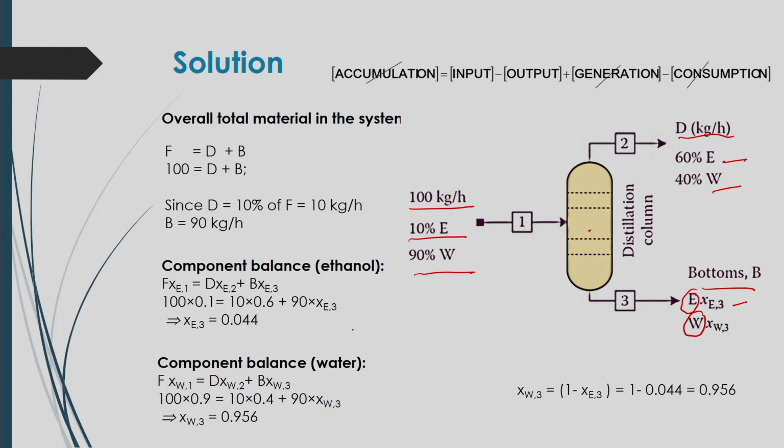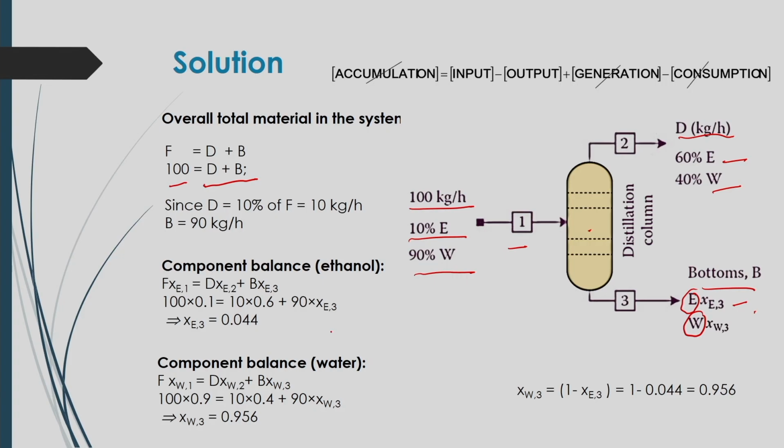Now, based on this problem we can write the overall material balance based on the material balance equation. What would the feed in, this is F we can write, and feed out is D plus B here. F is given to you, so 100 will be equal to D plus B.